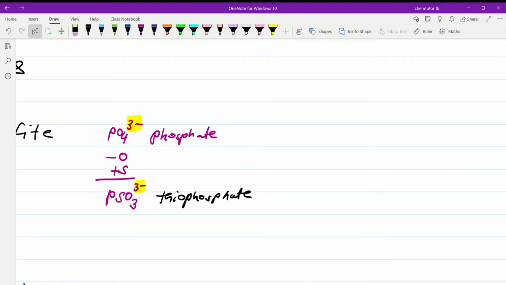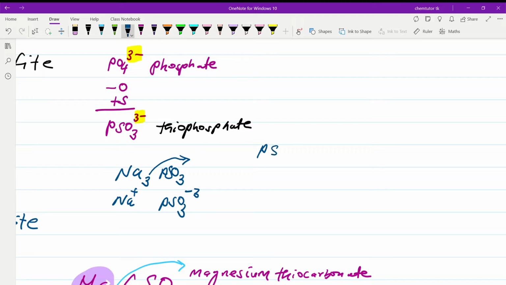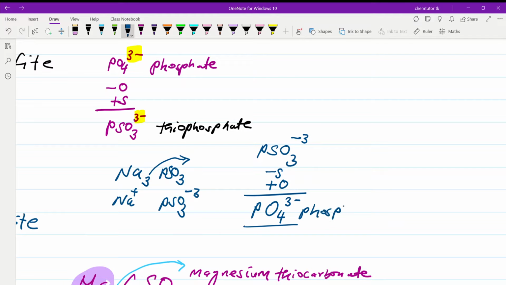Now imagine I am giving a compound, sodium. We have to do the reverse operation to see. This charge goes here. Again, sodium has a charge of 1. PSO3 has a charge of 3 minus. Now we do the operation to figure out which one is the parent one. I take away sulfur and add the oxygen. So PO4 3 minus. This is phosphate. Therefore, this one is thiophosphate.